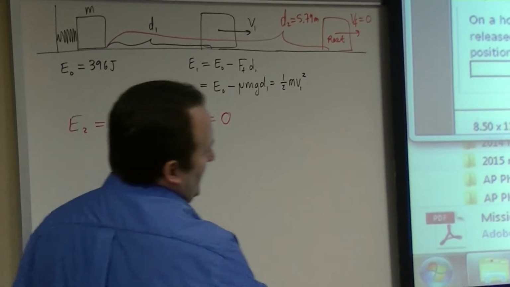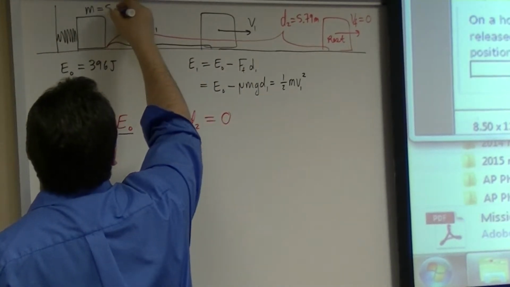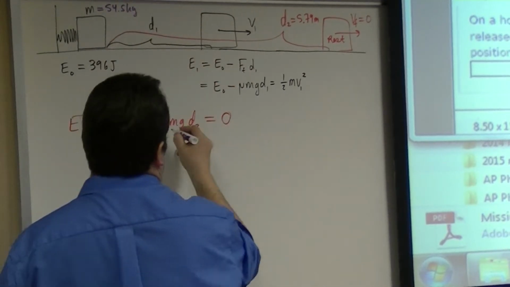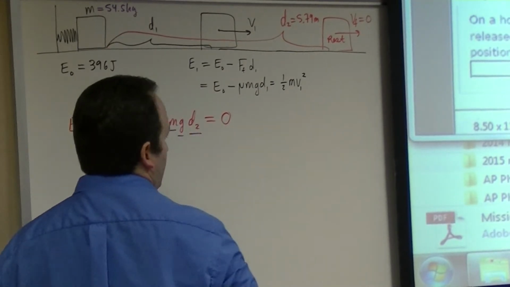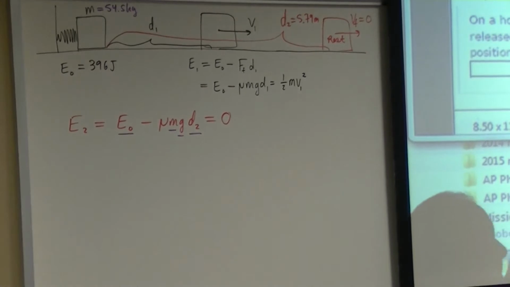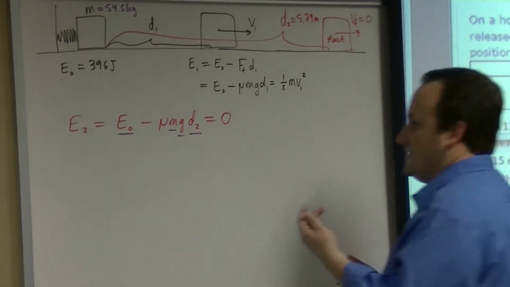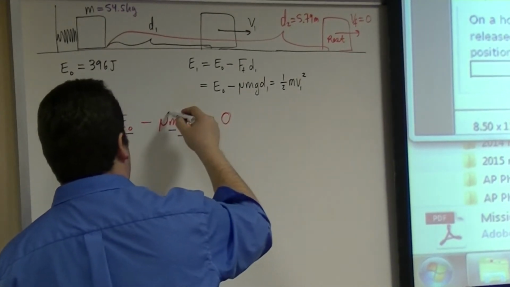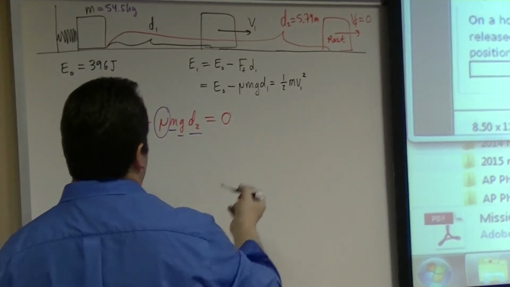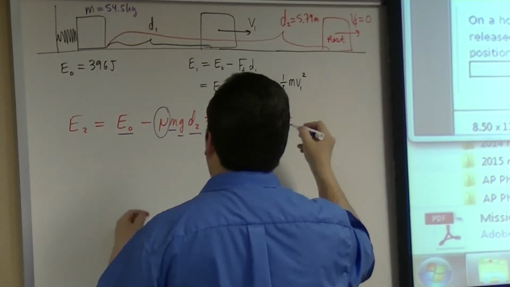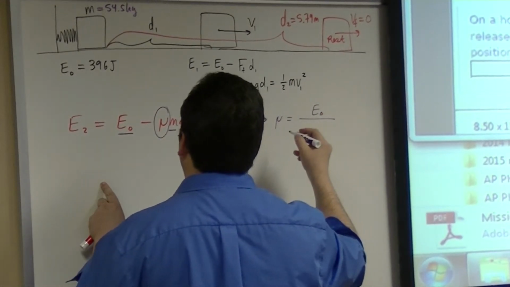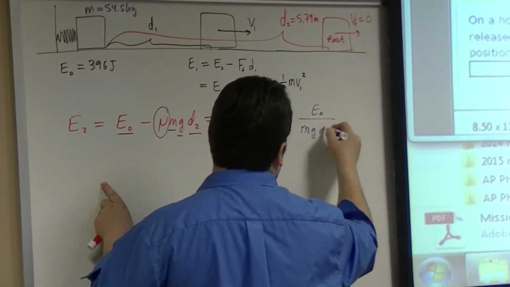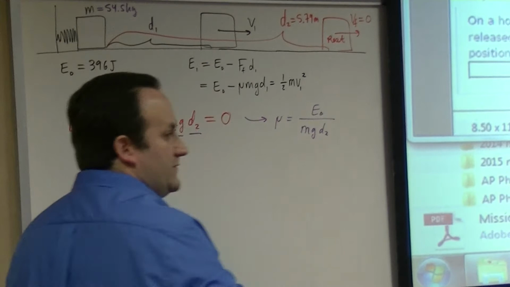I think we were told the mass of the box, were we? Yes, this is 54.5 kilograms. So we know this. Gravity, well, gravity. We know D2. Hey, check it out. Now, you're like, but they never told me what the coefficient of friction was. That's true. That's because you have to use algebra to discover it. There it is. So mu is equal to E naught divided by mgd2. But you know all those things, so you can figure that out, right?